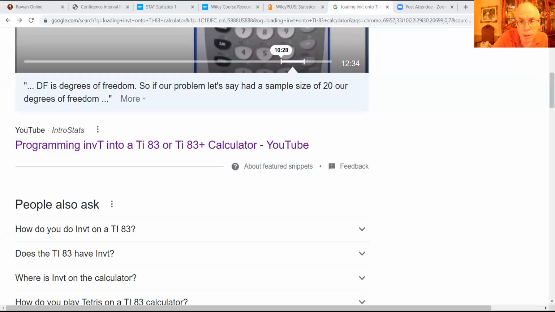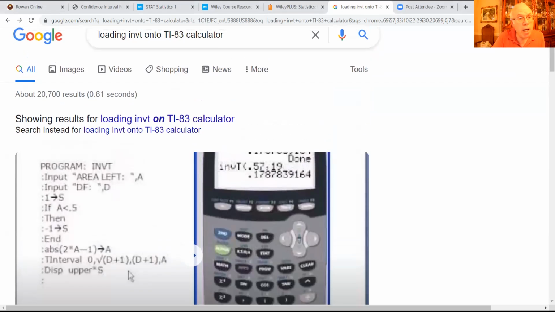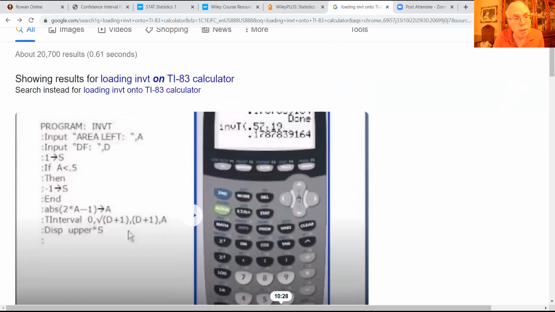Okay. So I just pulled out one YouTube video that I found. There are a few of these. There's one right here. This is saying loading INVT, inverse T, on a TI-83 calculator. This is an actual video. And it lasts, let's see, it looks like 12 minutes and 34 seconds. So it's not going to take a whole lot of time. And of course, you can always pause it while you're watching it.